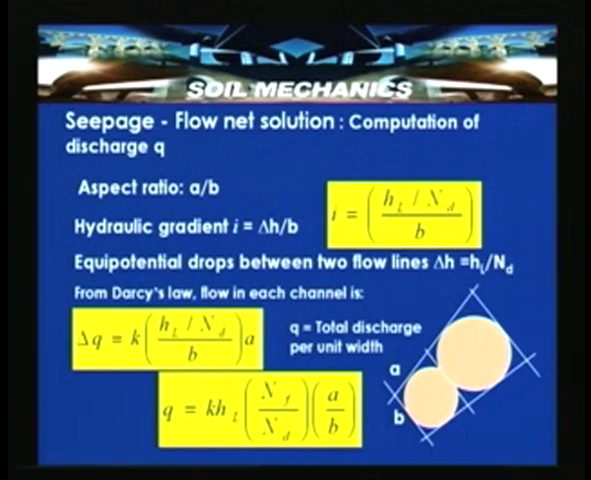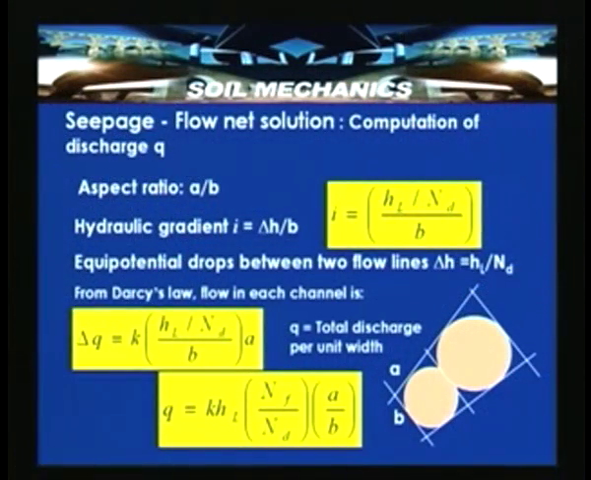So, in that case Q is equal to K HL into nf by nd, which is the expression for an isotropic soil having identical permeability in the x axis and z axis. So, in that case Q is equal to K HL into nf by nd into a by b. If it happens to be 1, then we can write Q is equal to K HL into nf by nd.